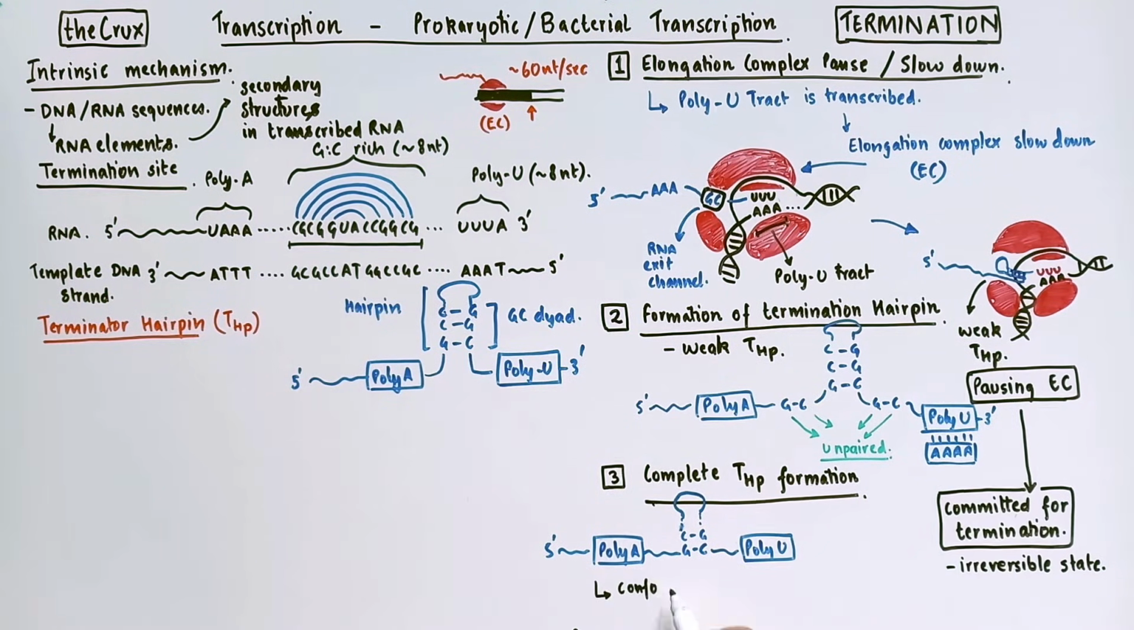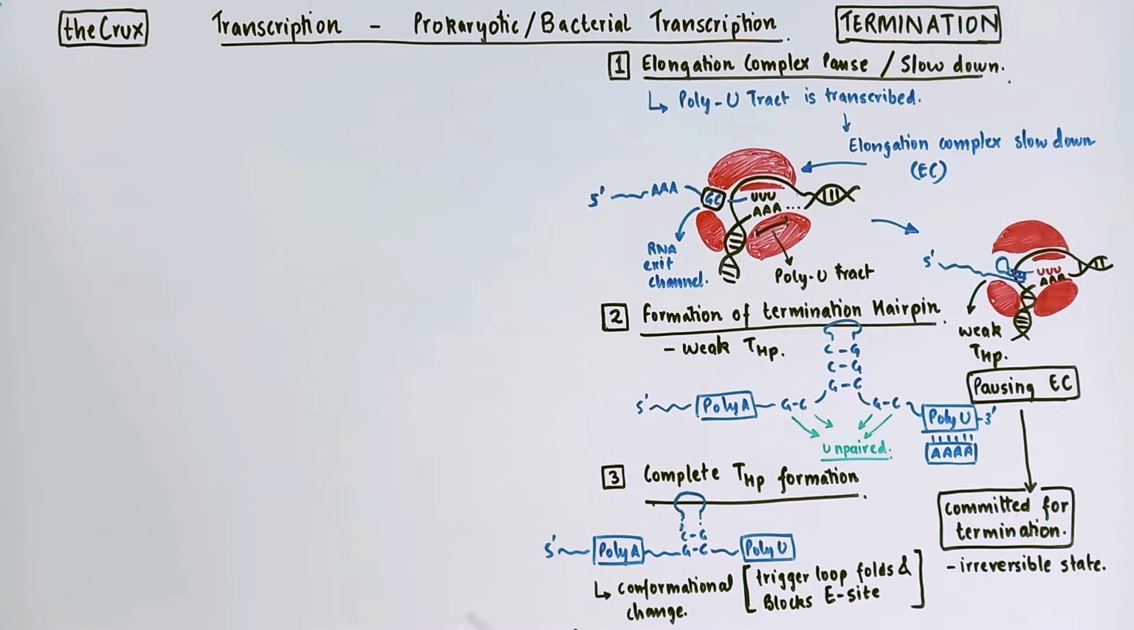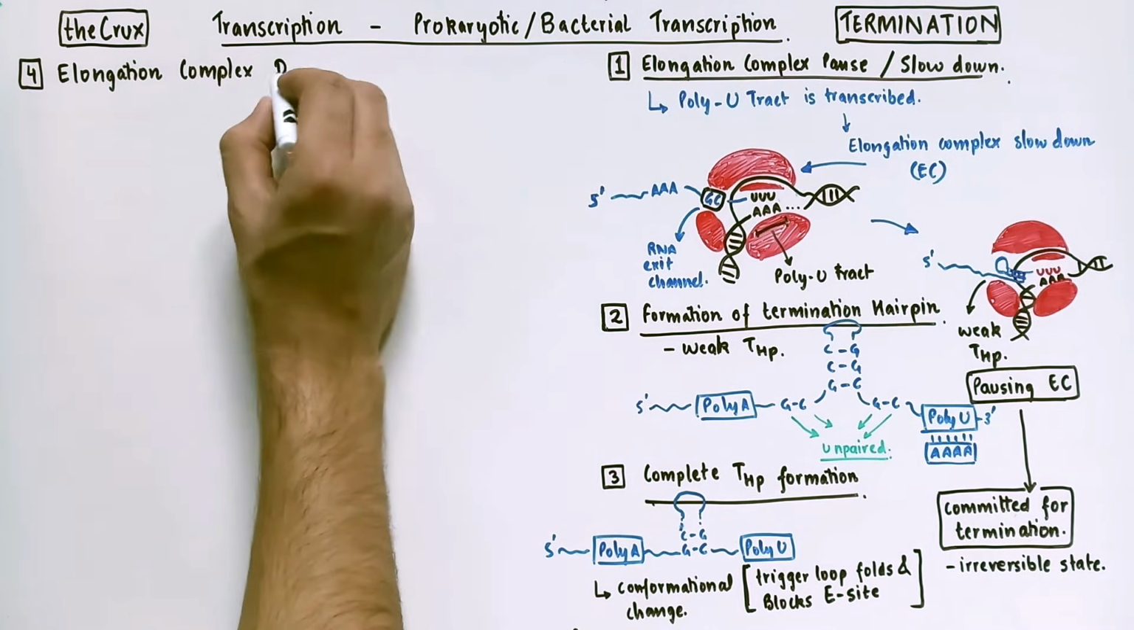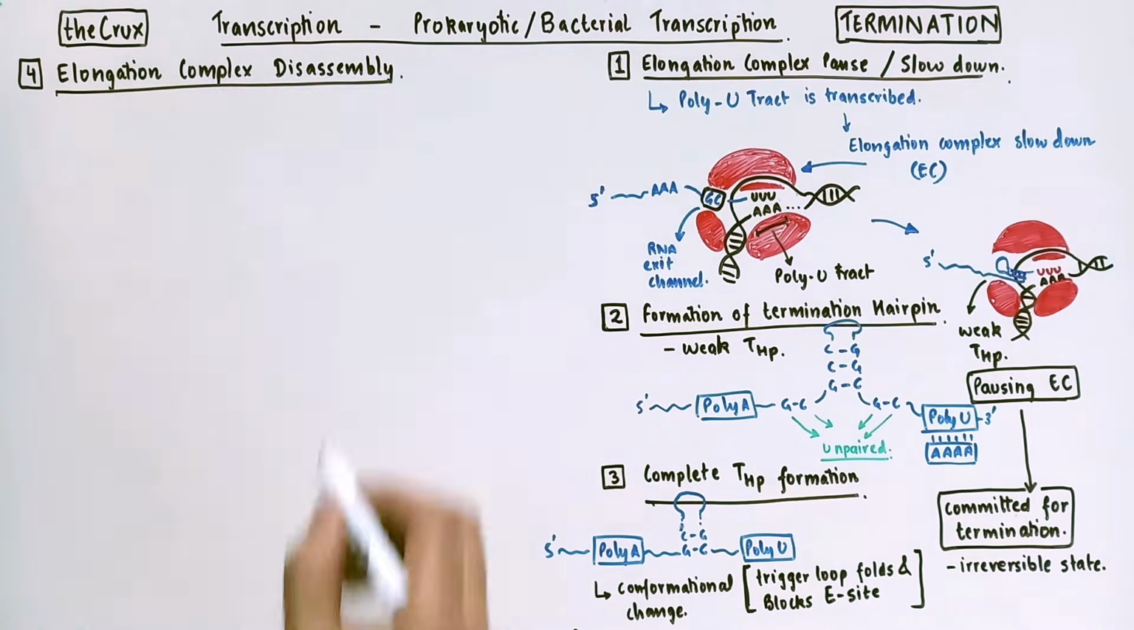Now this also leads to some conformational changes in the elongation complex. A major one is the folding of the trigger loop, which blocks the E site. Normally, the trigger loop is in an unfolded state. If you want to learn more about the trigger loop, you can check out the transcription elongation video, where we discussed the RNA polymerase structure. So after the elongation complex commits to termination, it moves on to the final step, which is the disassembly process.